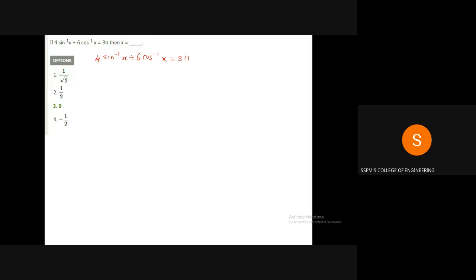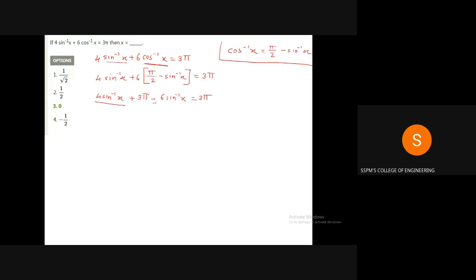Now what will be the result here? It is 4 sine inverse x plus this 6 into pi by 2. 6 into pi by 2 is 3 pi for the first term, minus 6 sine inverse x, is equal to 3 pi. Now see this 4 sine inverse x and minus 6 sine inverse x. What is 4 sine inverse x minus 6 sine inverse x? It is minus 2 sine inverse x is equal to 3 pi.